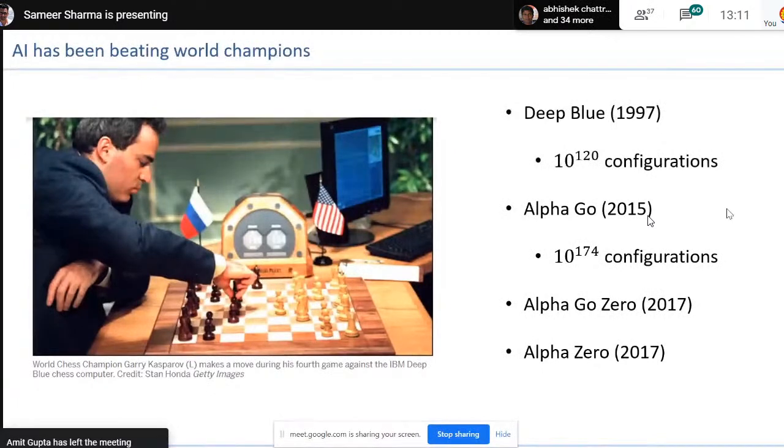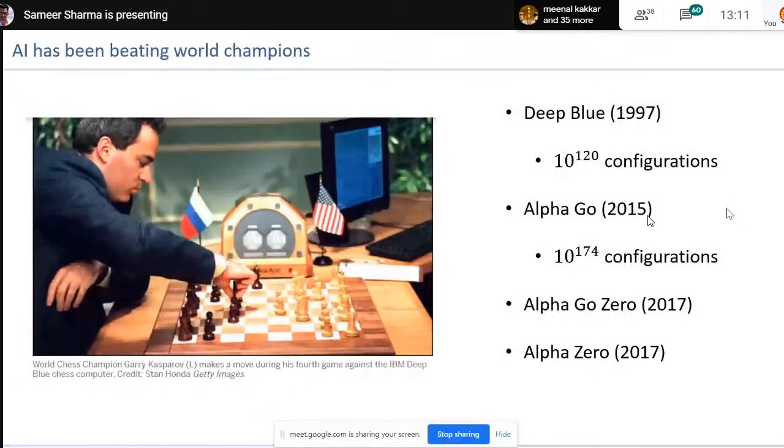Now the thing is, look at the number of configurations that are there: 10 to the power 174. It looks like, oh, 10 to the power 120 in chess and 174 in Go. It is not a huge deal, but it is 100 million trillion times more configurations than Deep Blue. And then there was a world champion who is considered to be the greatest, Lee Sedol. So this AI system actually defeated the world champion 4-1 in a 5-game match.